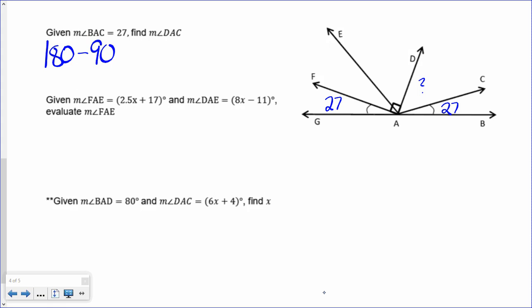Like I said, sometimes they won't specifically tell you an angle measure, you have to look at the markings. So the only angle I don't know is this one, which is what I'm looking for. You can do 180 minus 90 minus 27 minus 27. That'll give you the angle you're looking for. What do you get? 36. And just to be safe, you can add them all up again: 27 plus 36 plus 90 plus 27. Make sure you get to your 180.